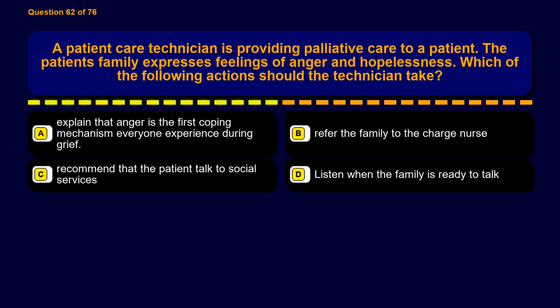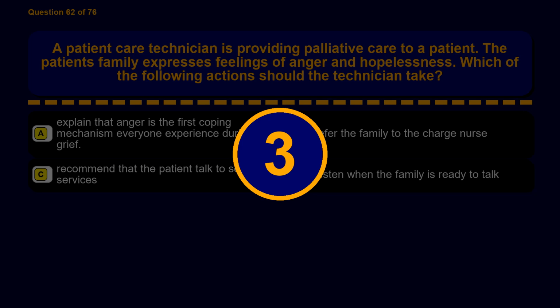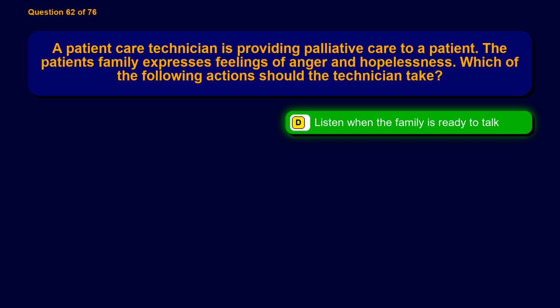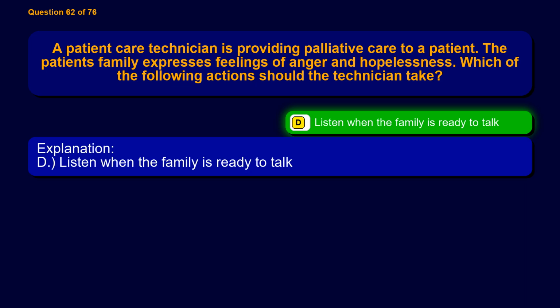Option A, explain that anger is the first coping mechanism everyone experiences during grief. Option B, refer the family to the charge nurse. Option C, recommend that the patient talk to social services. Option D, listen when the family is ready to talk. The correct answer is option D, listen when the family is ready to talk.